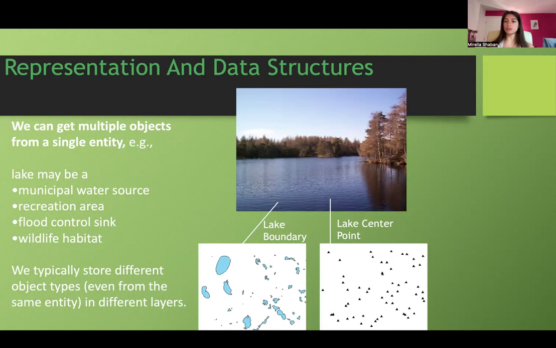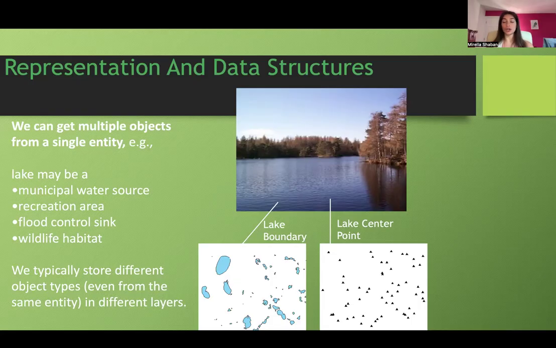So bringing it back to lakes and how we represent this as an entity on a map, you see that in one of these bottom images here, we have an example of a lake boundary and a lake center point. When we look at a lake boundary, we choose to symbolize or represent it as a polygon. We're looking at the entirety of the boundary of that body of water.